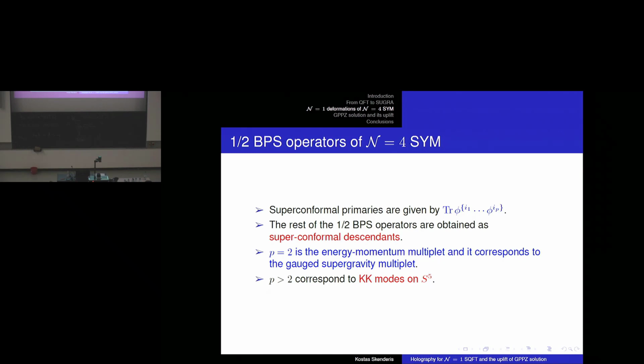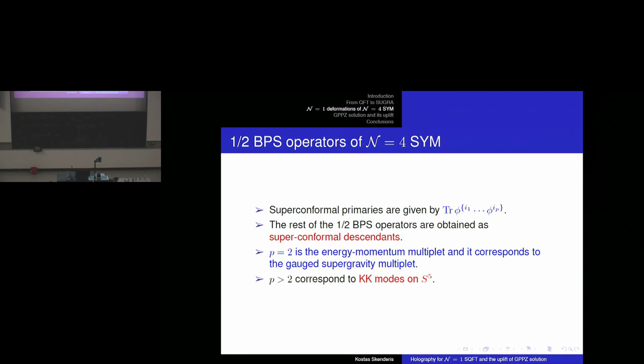Now, if you consider the case of only 2 scalars, this is the lowest multiplet, the N=4 stress tensor multiplet, and it corresponds to the gauged supergravity. And if one looks at p greater than 2, then we get the Kaluza-Klein modes on the S5.